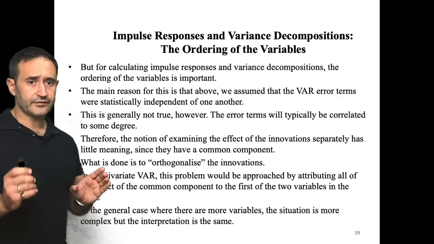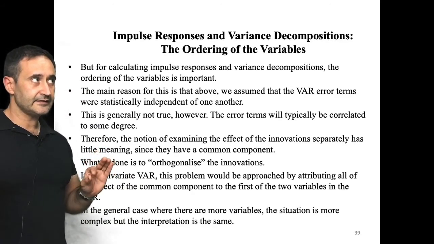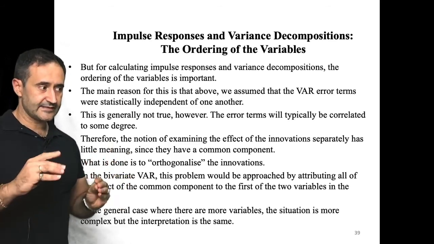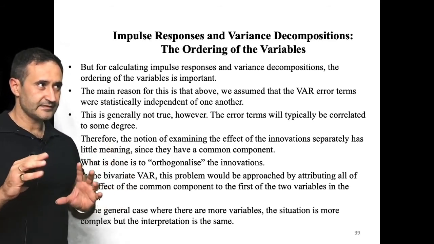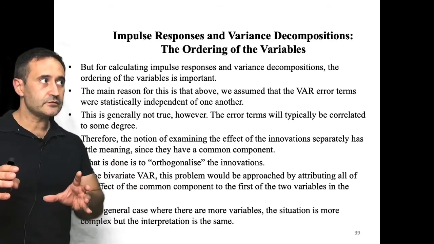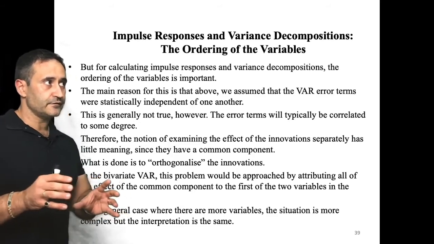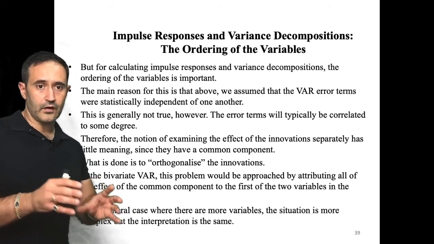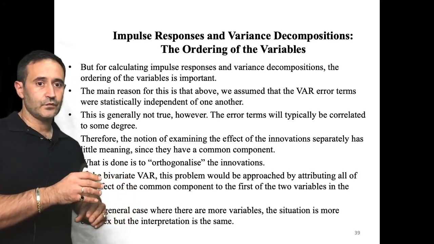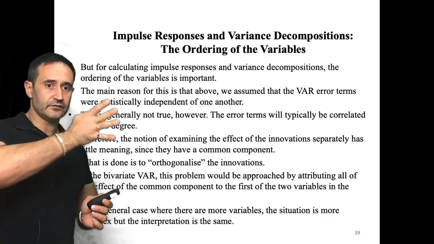The ordering is relevant because we'll see in a minute that the impulse response functions that we want to estimate are structural, in the sense that we want to see the effect of a shock in y2t on the current values of y1t. So again we estimate the VAR, and from the VAR we try to go back to the structural model.